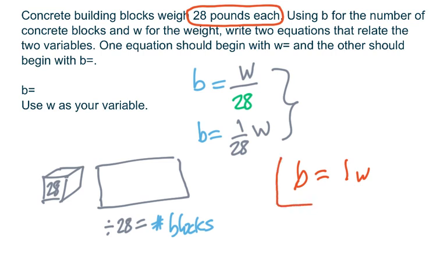So if you chose this answer, you forgot to take into account the fact that the blocks weigh 28 pounds each. So that means that we can't just multiply the number of blocks by 1 or the weight by 1 to get the number of blocks. Neither of those would be correct relationships because they ignore the fact that each block weighs 28 pounds and that we needed to have that built into the equation somewhere.